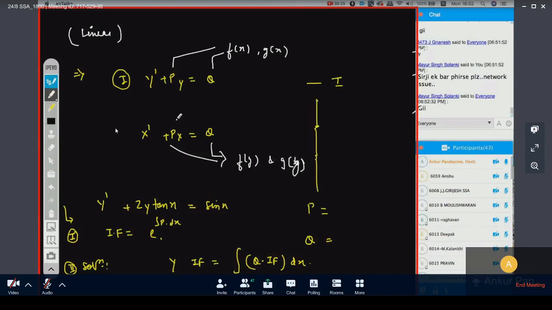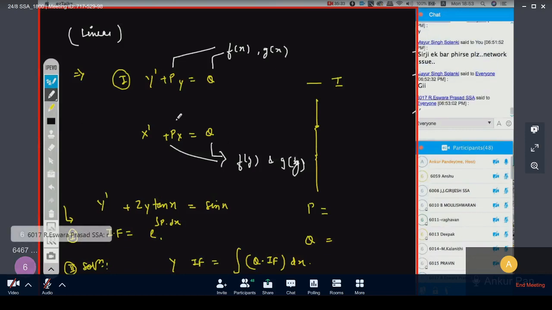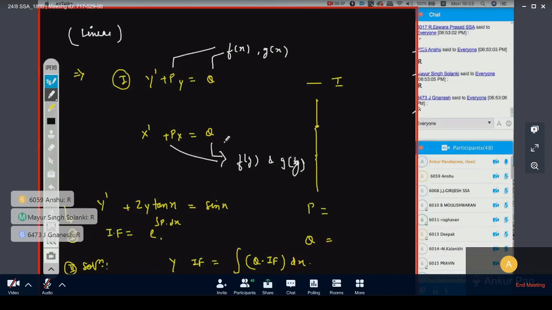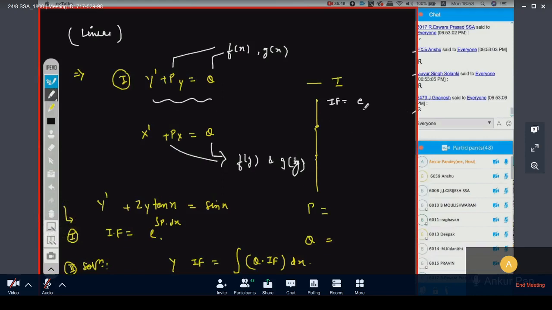The question is 2y tan x sin x. So first of all, we will calculate the integrating factor, because you have already decided this is one type, right? E to the power integration of 2 tan x.